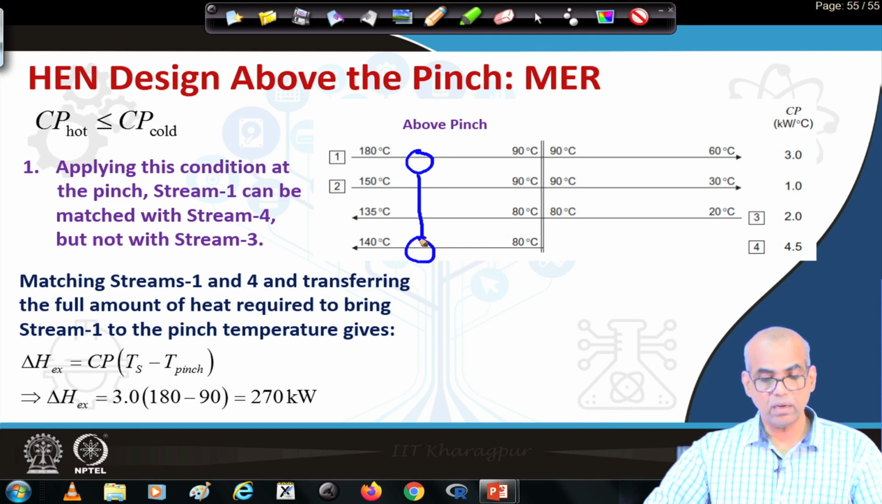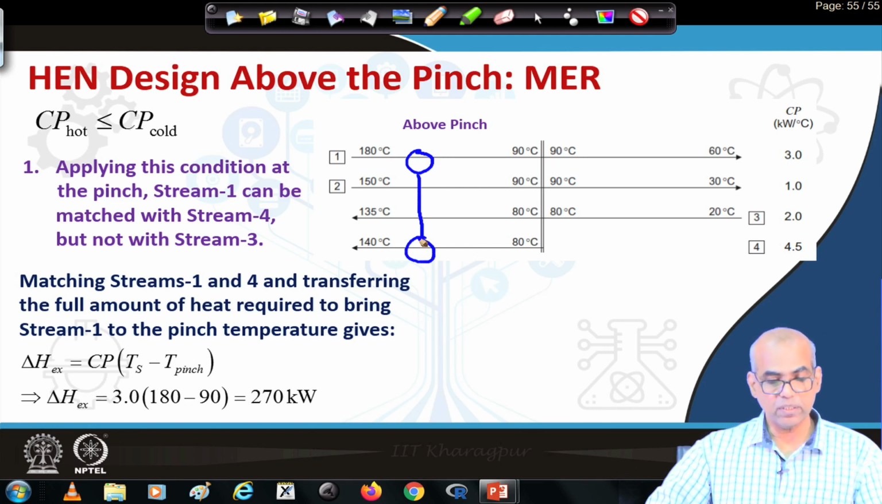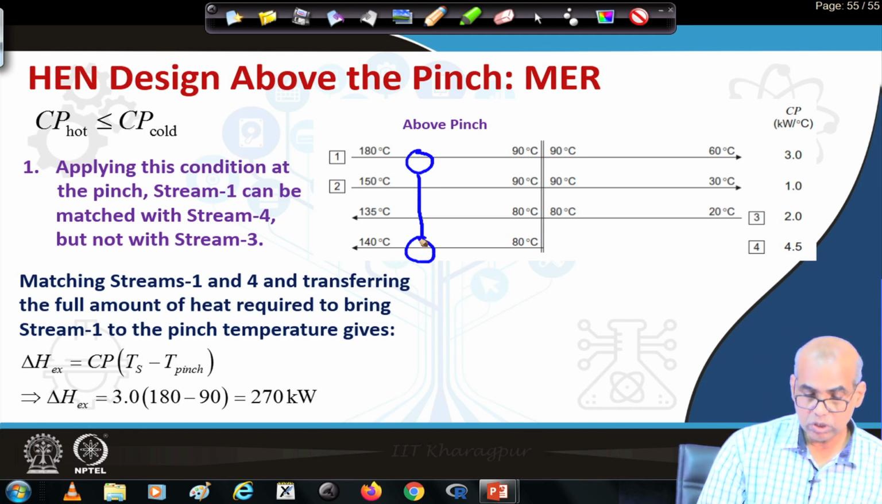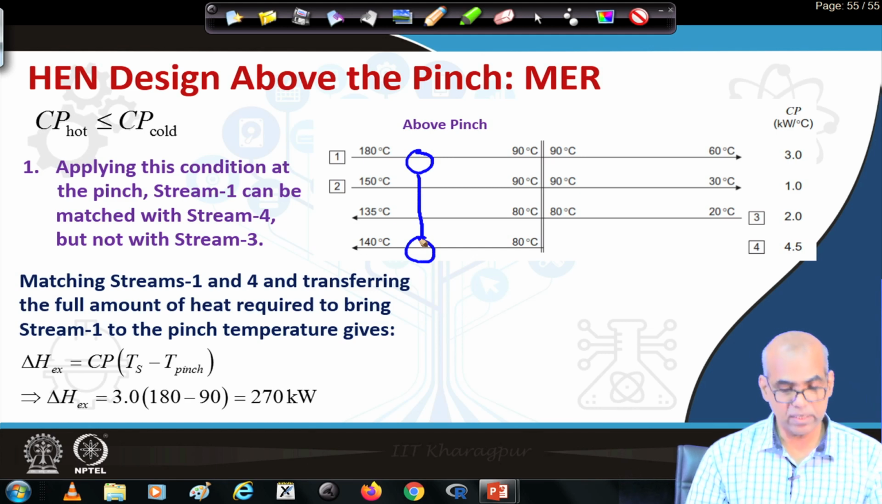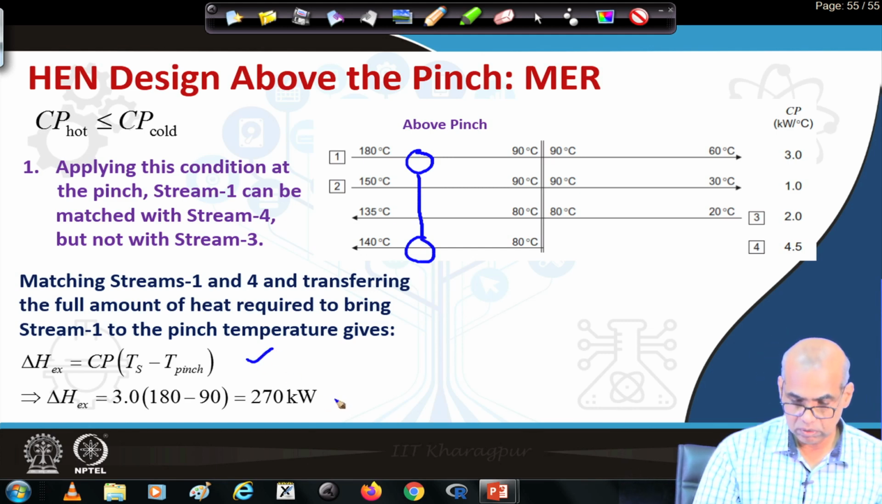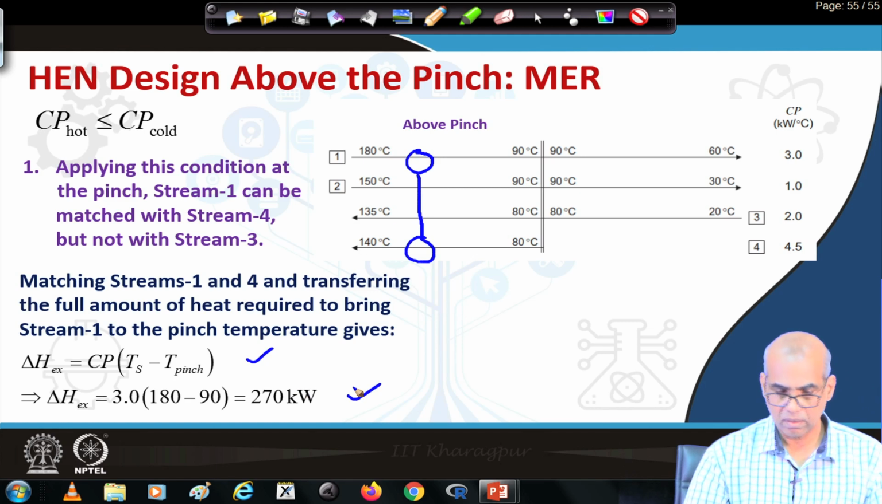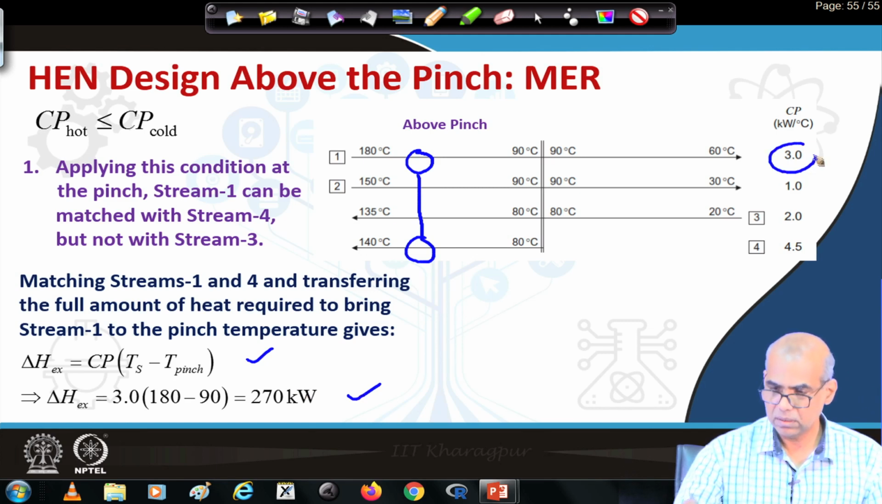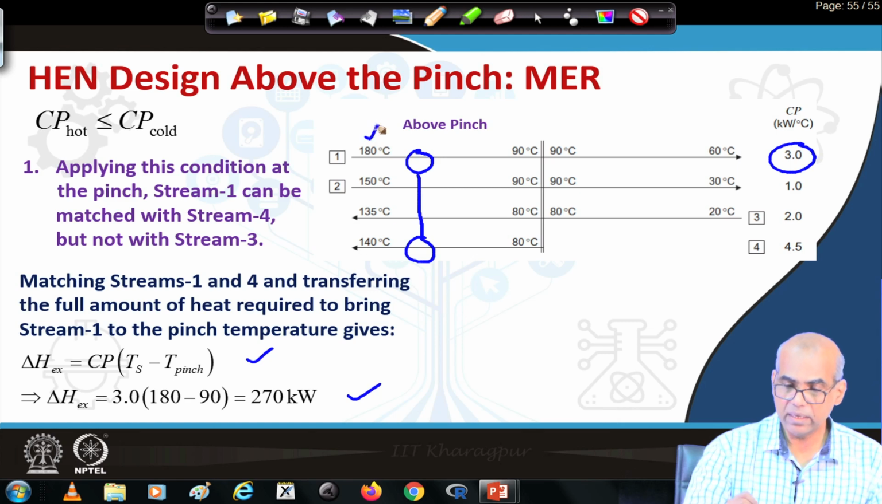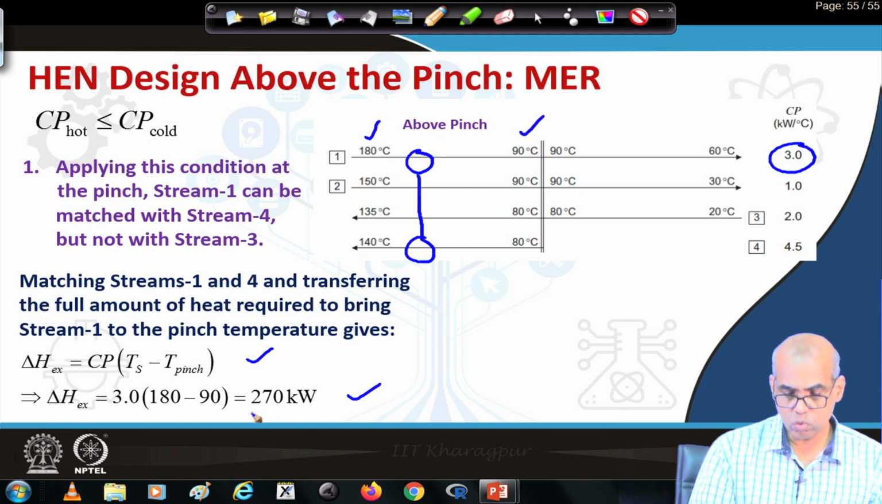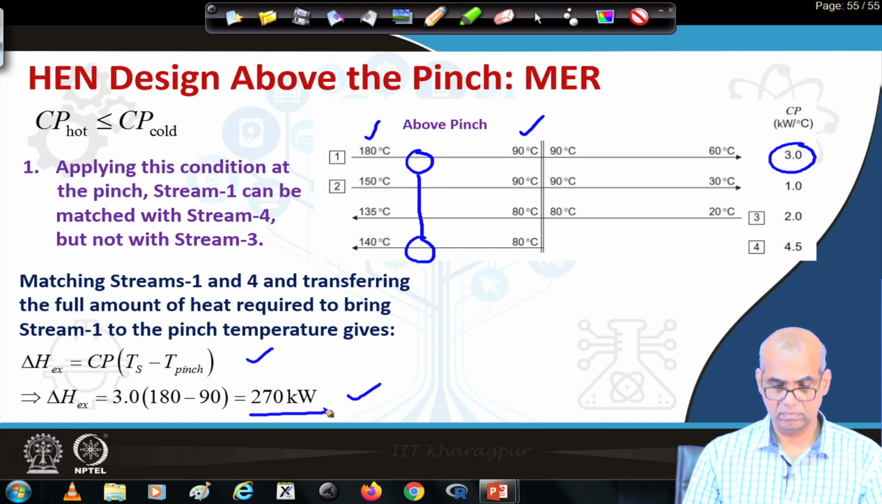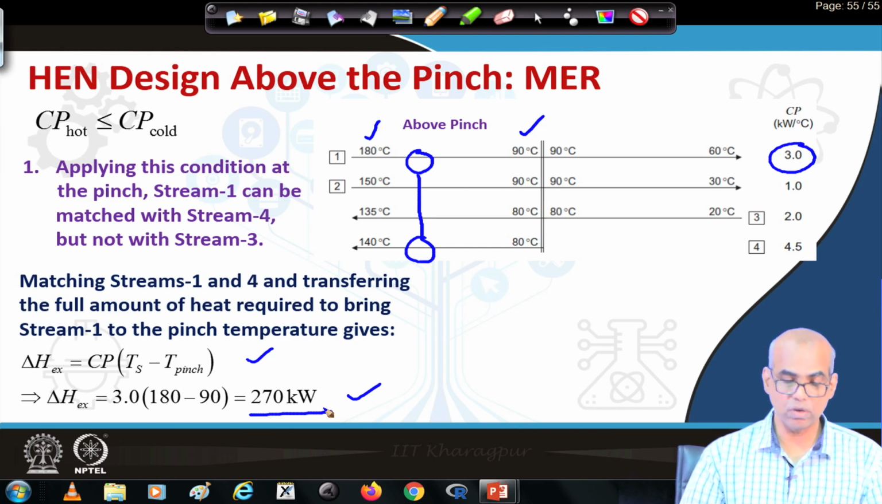So, matching stream 1 and 4, let us transfer the full amount of heat required to bring stream 1 to the pinch temperature, which you can obtain as H equal to Cp into delta T. So, that gives us 3 multiplied by 180 minus 90. So, this is 270 kilowatt. This is the full amount of heat required to bring stream 1 to the pinch temperature.